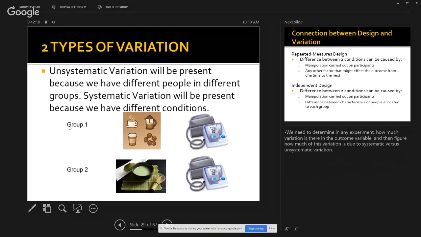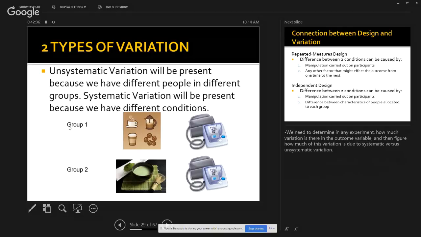In this case, we now have 2 different conditions, tea and coffee. We will still have unsystematic variation because we have different people in different groups. We are going to have systematic variation because we have 2 different conditions, tea and coffee. So both types are going to be present.